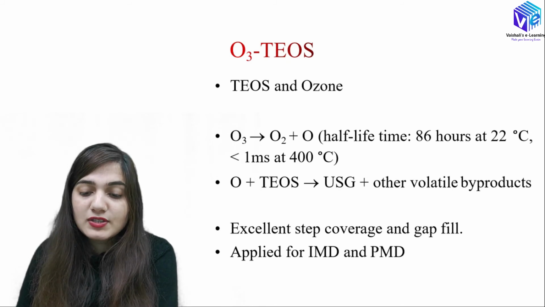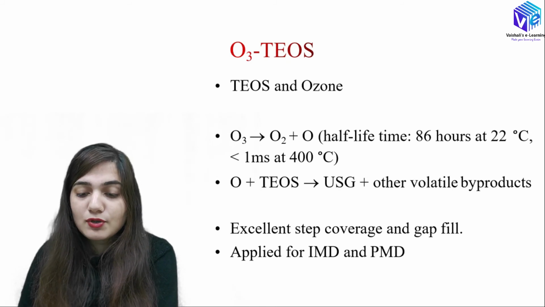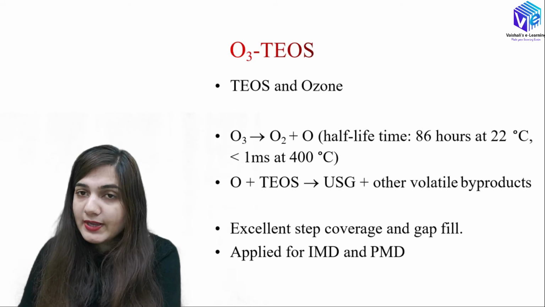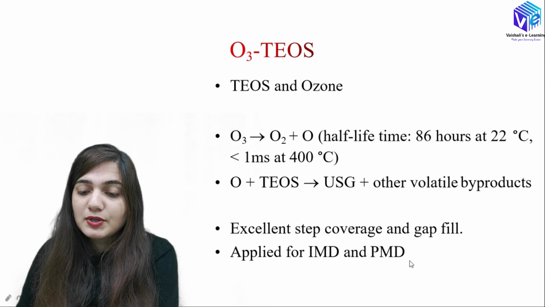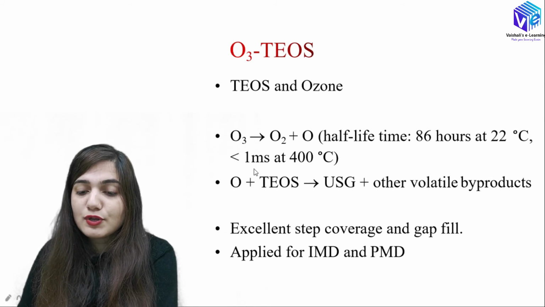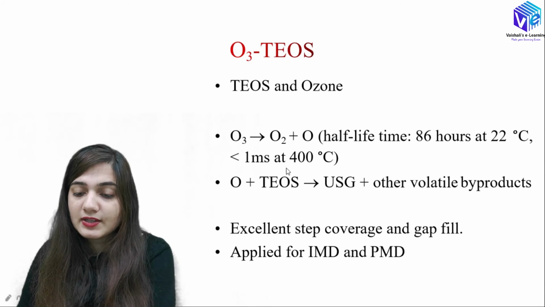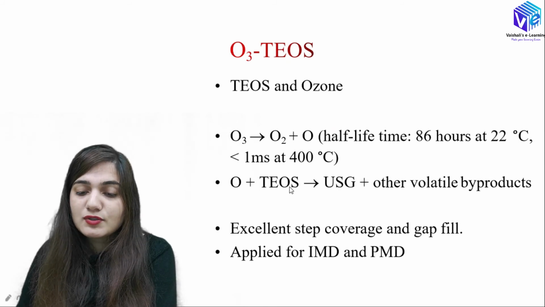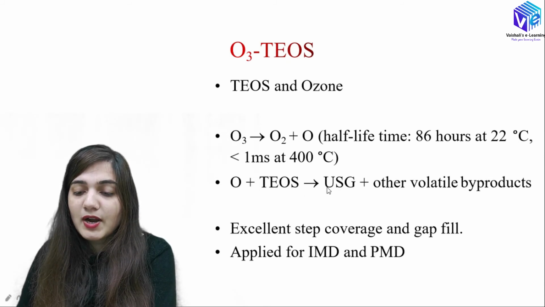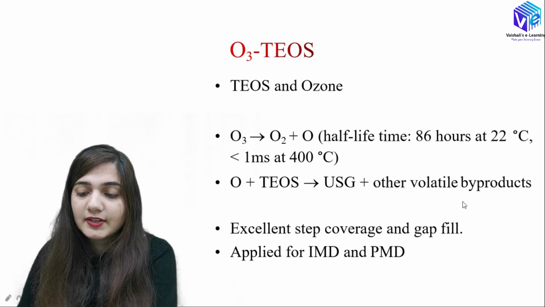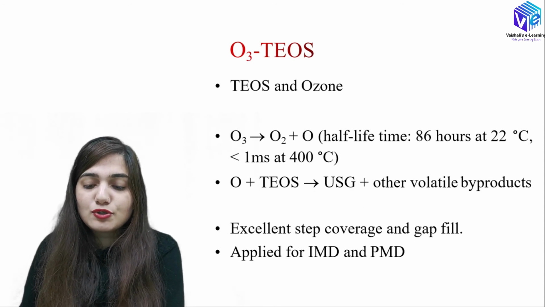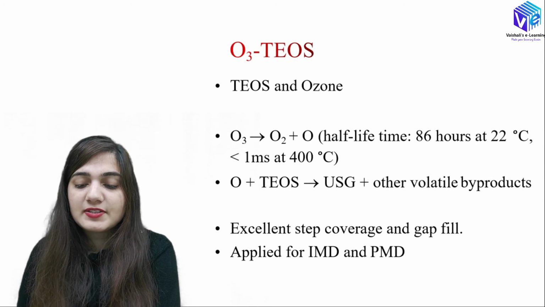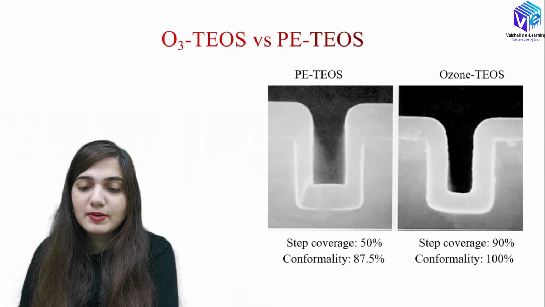So the oxygen is going to combine with the TEOS. Now I need the temperature to be minimal, because if the temperature is very high, the half-life is going to reduce at a very significant rate. I don't want that. When oxygen reacts with TEOS, it forms undoped silicate glass and other volatile byproducts. This undoped silicate glass is used in a lot of applications. Here we get excellent step coverage and gap fill. It is applied for IMD as well as PMD processes.